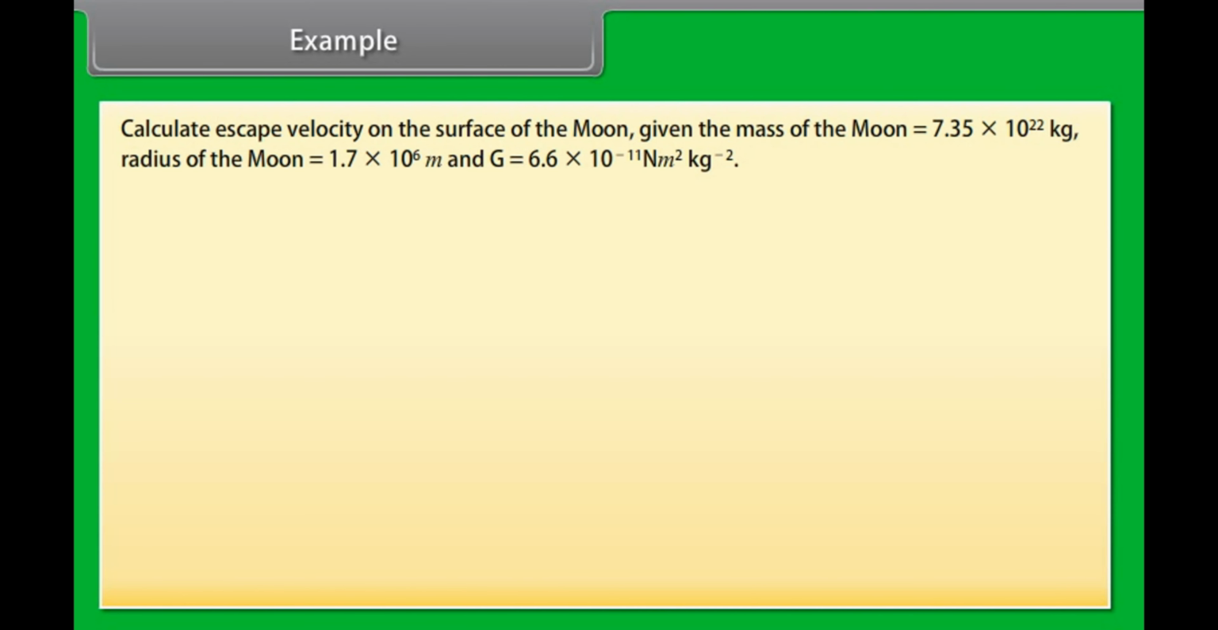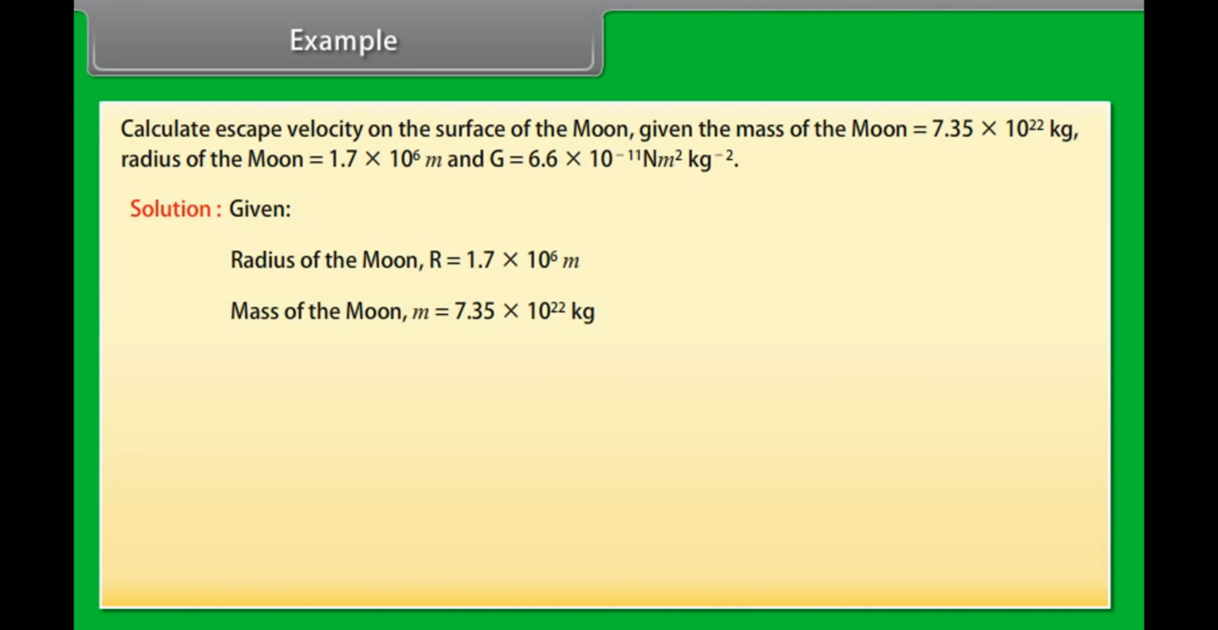Example. Let's take an example of escape velocity. Calculate escape velocity on the surface of the Moon, given the mass of the Moon, radius of the Moon, and value of G. Let's see the solution. Given radius of the Moon R = 1.7 × 10^6 meter. Mass of the Moon M = 7.35 × 10^22 kilogram.